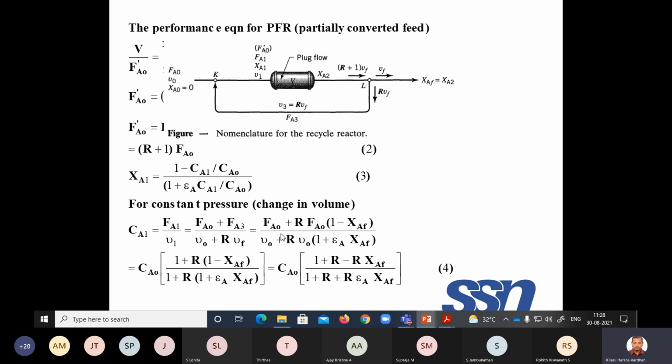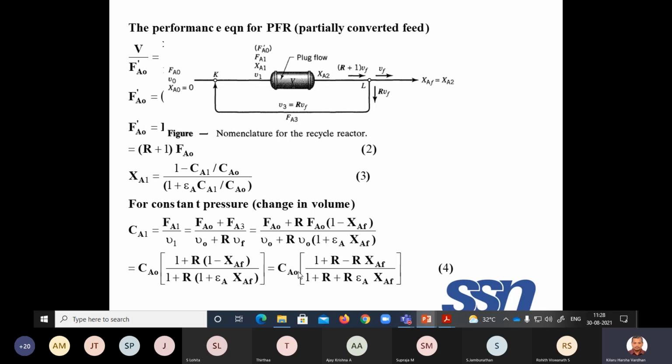So if you rearrange this, CA1 is FA0 common, V0 common. So FA0 by V0 becomes CA0. Like CA1 is FA1 by V1, so FA0 by V0 is nothing but CA0 into 1 plus R times 1 minus XAF, by 1 plus R times 1 plus epsilon A XA. So if you expand this particular thing, CA0 into 1 plus R minus R XAF, I'm just multiplying this, right?